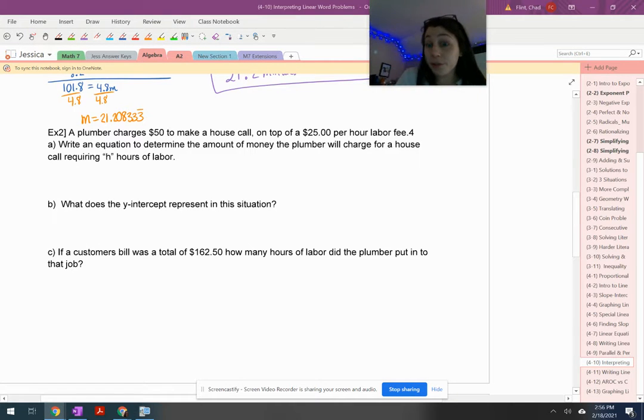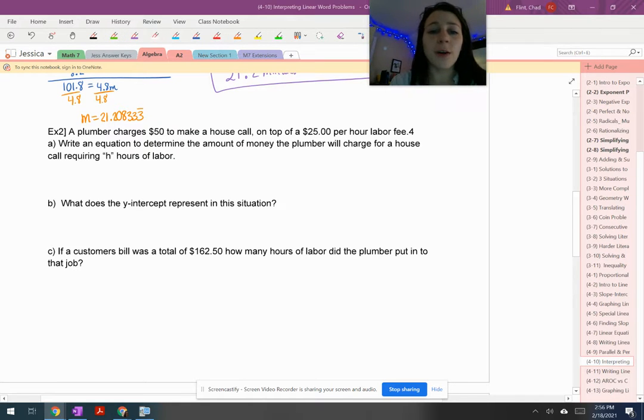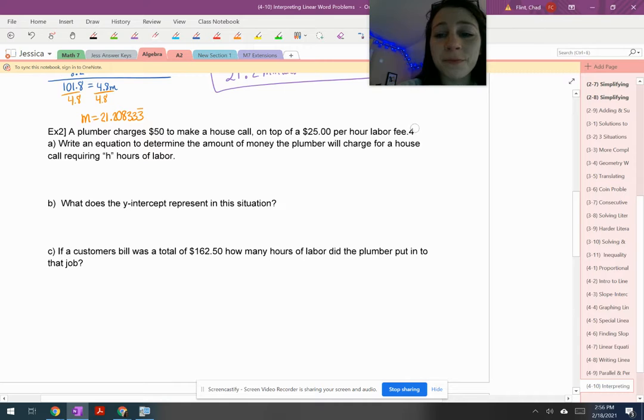Second and last example for 4-10, interpreting word problems. So a plumber charges $50 to make a house call on top of a $25 per hour labor fee. That 4 shouldn't be there. Get rid of it. Typo. Write an equation to determine the amount of money the plumber will charge for a house call requiring H hours of labor. So, write an equation.